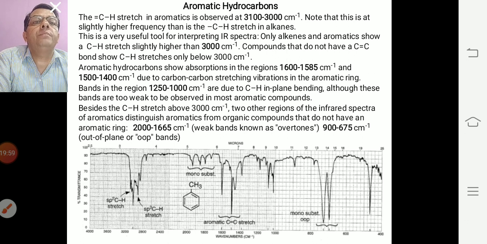Besides the CH stretch above 3000 per centimeter, two other regions of the infrared spectra of aromatics distinguish them from organic compounds that do not have an aromatic ring. That is 2000 to 1665 per centimeter, a weak band known as overtone, and 900 to 675 per centimeter, the out-of-plane bend, also observed in the case of aromatic compounds.